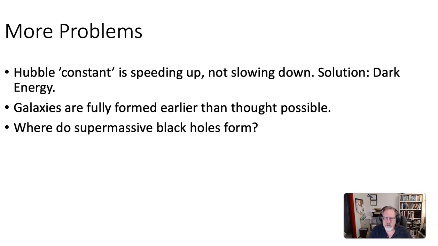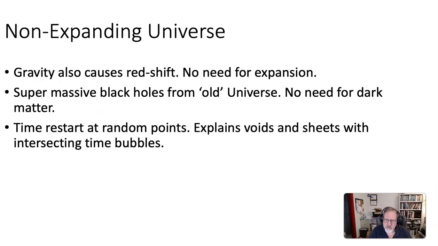We see the galaxies are fully formed a lot earlier than we thought possible, and we also see these galaxies forming around supermassive black holes, and we're not really seeing these supermassive black holes forming. That should be a big event. So gravity can also cause redshift, just like the Doppler effect, and there's no need for expansion. Supermassive black holes are remnants from a previous universe. I'll talk more about that. So there's no need for dark matter, or not as much need for dark matter.